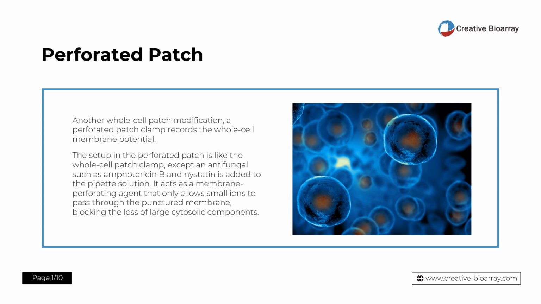Perforated configuration. Another whole cell patch modification, a perforated patch clamp records the whole cell membrane potential. The setup in the perforated patch is like the whole cell patch clamp, except an antifungal such as amphotericin B and nystatin is added to the pipette solution. It acts as a membrane perforating agent that only allows small ions to pass through the punctured membrane, blocking the loss of large cytosolic components.